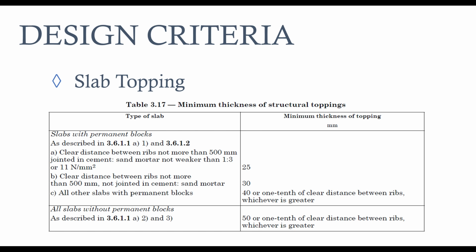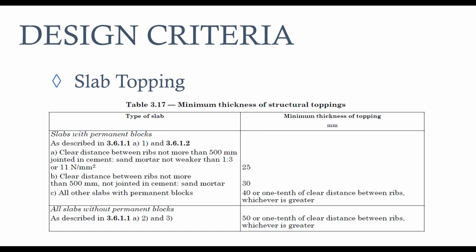But in case your topping is actually contributing to strength, that means whatever thickness of topping you have to provide, it must always be greater than any of the things mentioned here. That is, it must be greater than 50 mm, and then it must also be greater than 1/10 of the distance between the ribs. So let's say the clear distance between your ribs in this case is 750 millimeters.